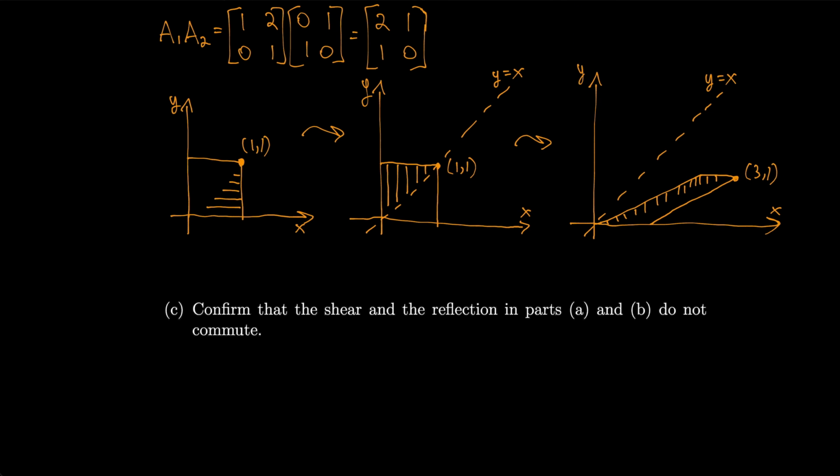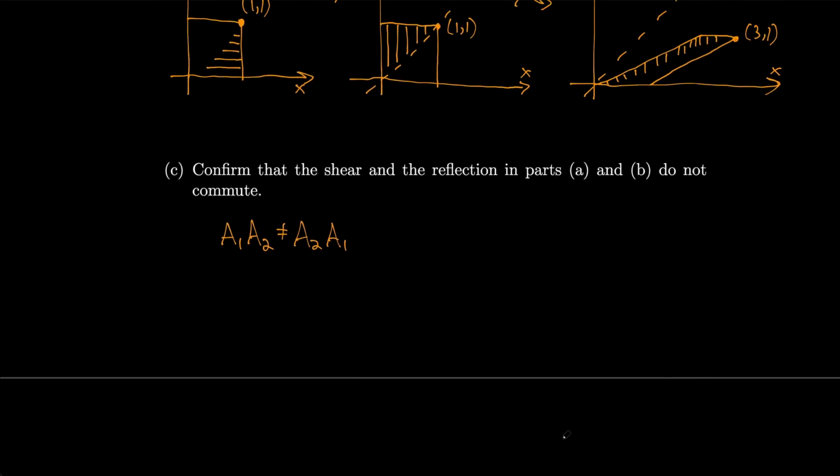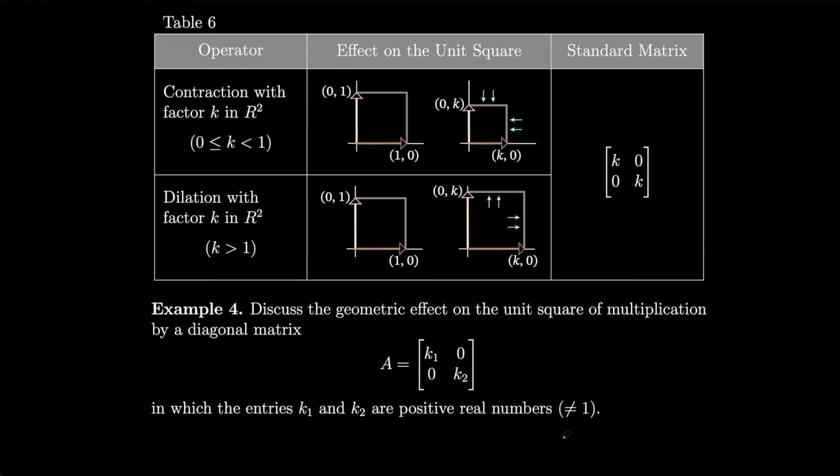Let's confirm that the shear and the reflection in parts A and B do not commute. Well, clearly, A1 multiplied by A2 is not the same as A2 multiplied by A1. Not surprising, since matrix multiplication in general doesn't commute. We have a couple more operators. We can have a contraction with factor k in R2 if we replace the 1's with k's, and so multiplying by a fraction, it'll shrink the unit square or whatever we're applying our operator to. And we can also dilate by making these bigger than 1, multiplying them.